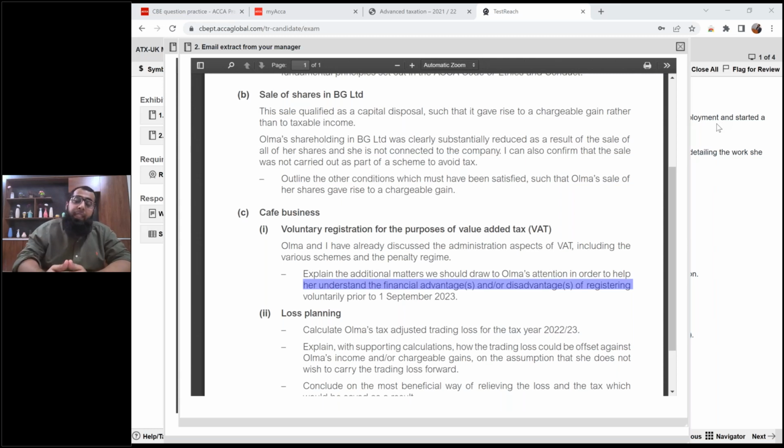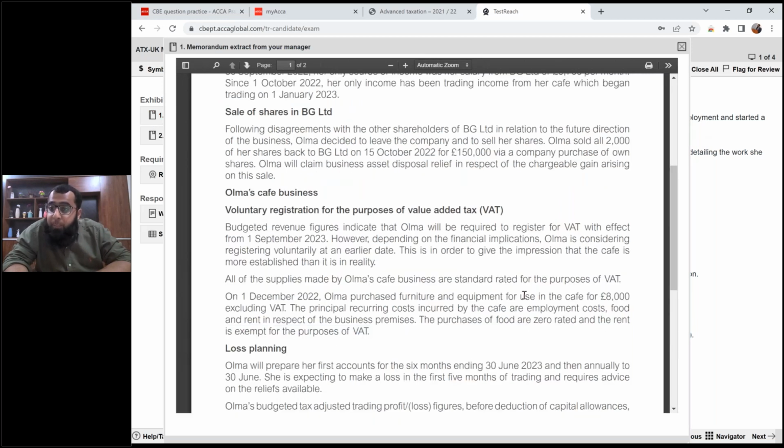You need to explain it because normally she's purchasing zero rated and exempt items. So she's not paying any VAT. So on what items are you saying about VAT recovery? One student has identified it correctly. There will be recovery of VAT on the plant and machinery which she has purchased.